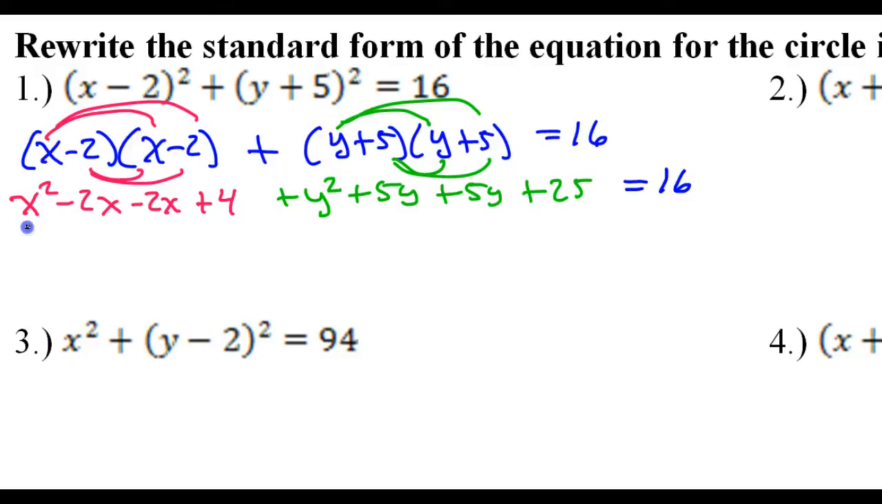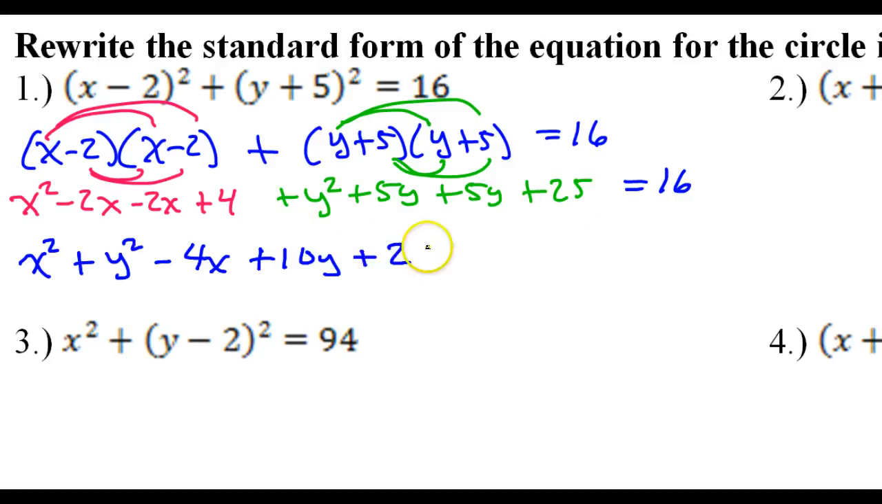Let's see, as I go, I'm going to change the order a little bit. So I've got my x squared, so I'm going to bring that down. And then next comes the y squared. You put those highest exponent, highest degree terms first. Next, I'm going to put my x's and my y's, but negative 2x and negative 2x make negative 4x. 5y and 5y make 10y. Next, we have the constants. So I have 4 and 25, that's 29.